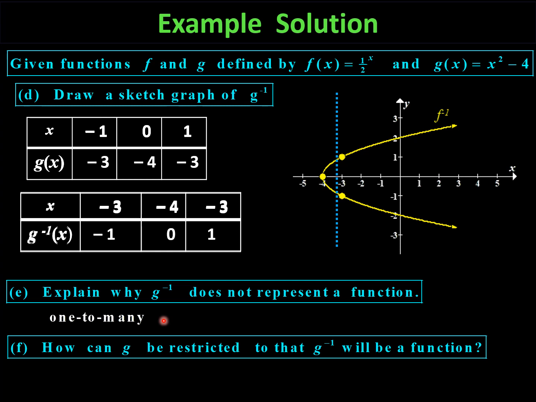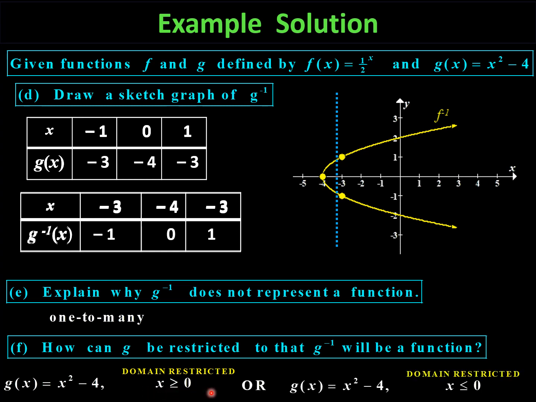How can we restrict g so that the inverse will be a function? One way to restrict it is to restrict the domain. You can either take the right side of the function or the left side. In this case, x greater or equal to 0, or you could write down x less or equal to 0. Okay, so any one of the two would be acceptable, either on the right side or on the left side there.